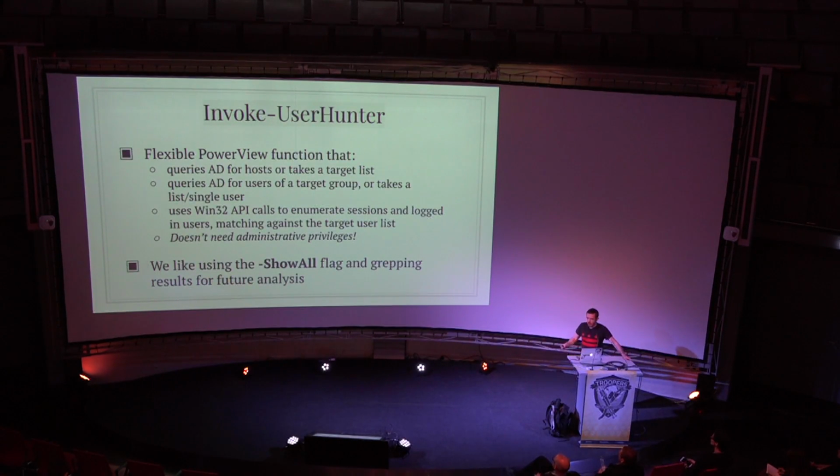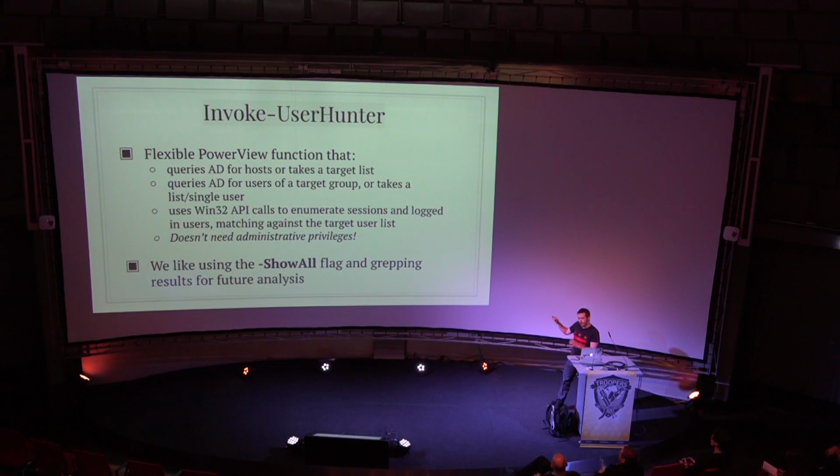So Invoke-UserHunter, if people have used PowerView, this is usually the function they tend to use. It's a really flexible function that will query Active Directory for all hosts or take a target list. There's a lot of options. Query Active Directory for users or a target group or any of that kind of stuff, a single user or show all users. And it uses some Windows API calls under the hood, which are NetWkstaUserEnum and NetSessionEnum. And it runs these calls against all the machines in the target list. So you can get a huge amount of information about who's logged in where without having administrator privileges.